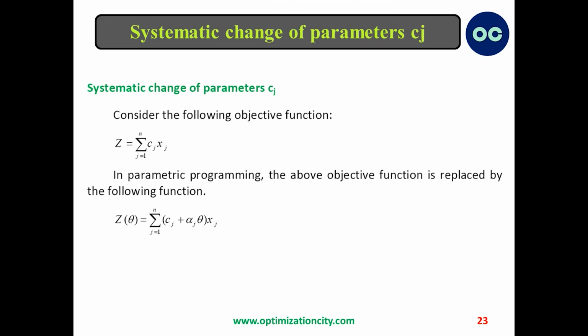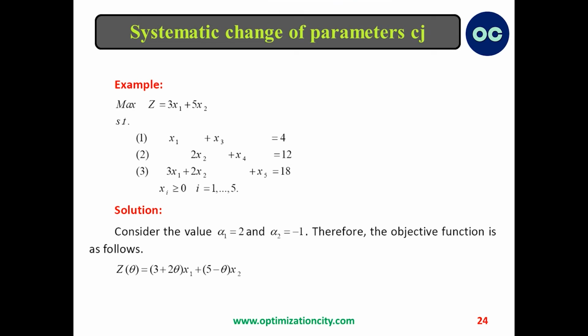Let's examine the following example. Let's consider a1 is equal to 2 and a2 is equal to -1. So the objective function can be written as follows.